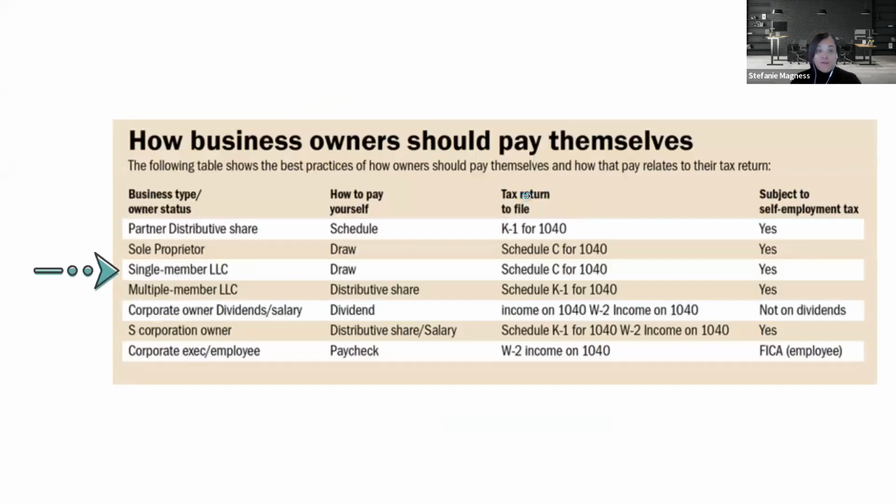Now, here's a brief overview of all the different entities. So how do you pay yourself? If you want to do a paycheck, you will definitely have to be an S Corp, a C Corp, or do the S Corp election.